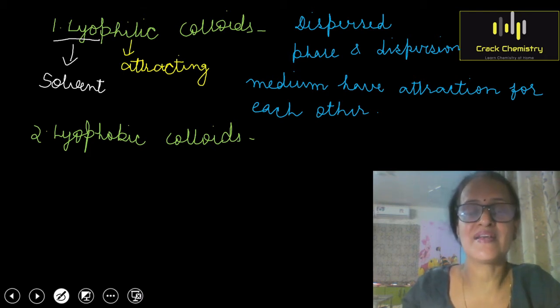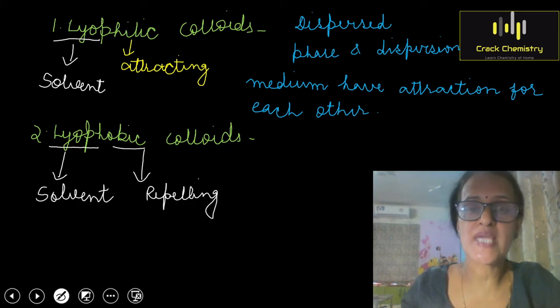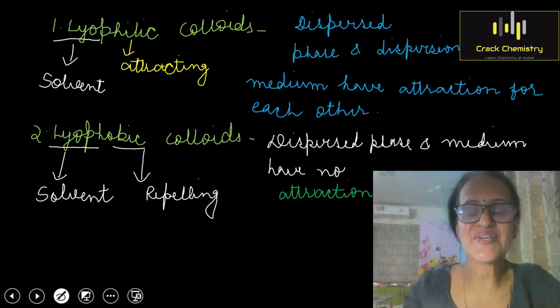On the other hand, lyophobic colloids are those colloids in which there is no attraction between dispersed phase and dispersion medium, rather the dispersed phase repels the dispersion medium, because lyo means solvent and phobic means repelling. We can say that dispersed phase and dispersion medium repel each other, in contrast to lyophilic colloids in which the dispersed phase and dispersion medium have very large attraction for each other.